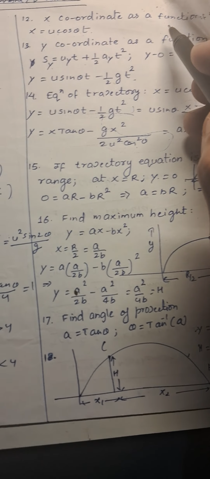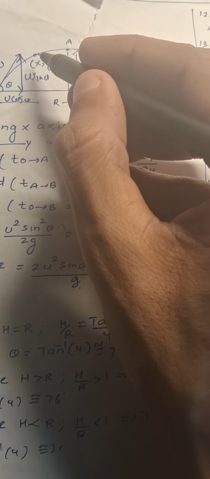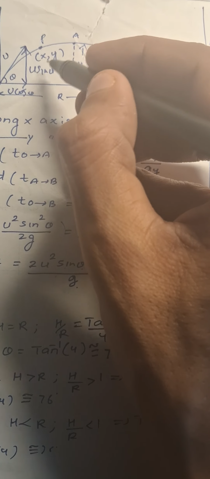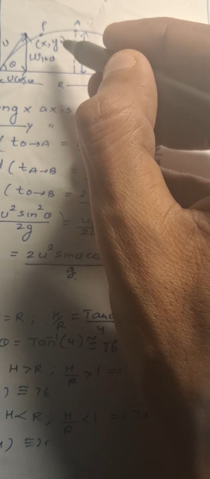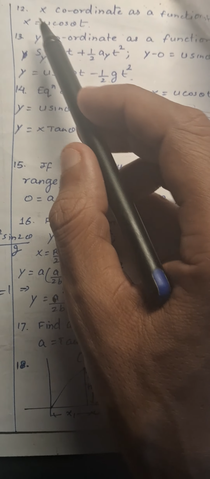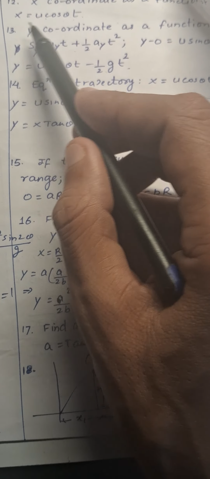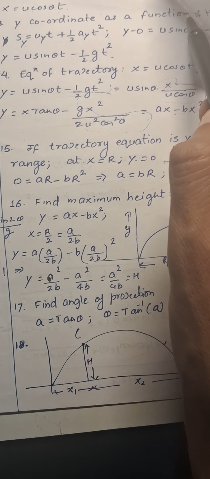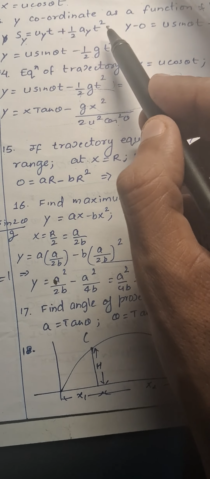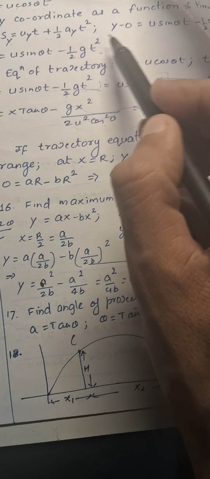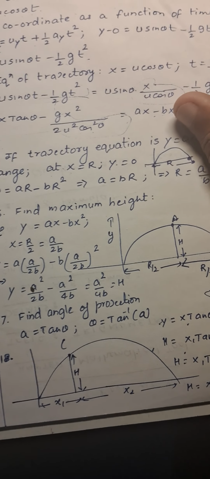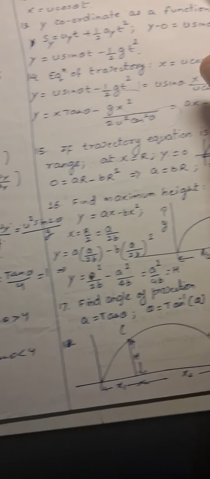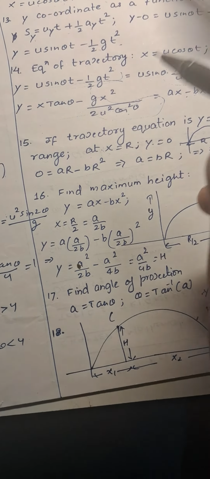Now another concept is x coordinate as a function of time. Suppose at a given instant particle is at p, its x coordinate is x, y coordinate is y. Then x coordinate as a function of time can be given as u cos theta into t, whereas for y coordinate as a function of time, using this equation we get displacement as y minus 0, substituting acceleration as minus g. So we get y as u sin theta t minus half gt square.